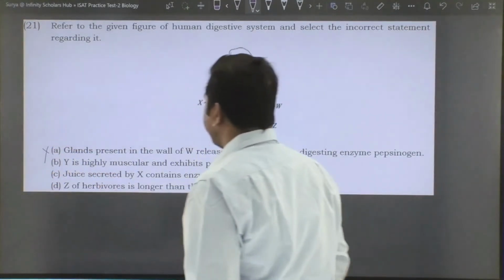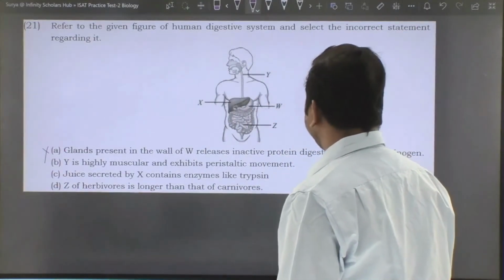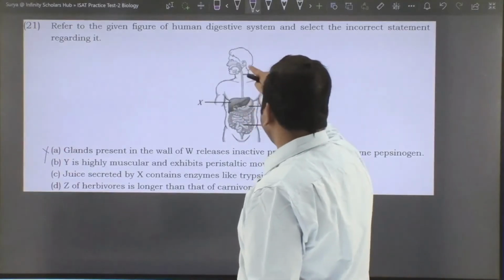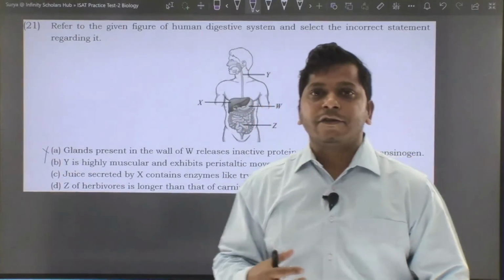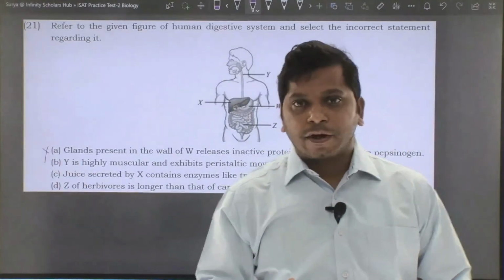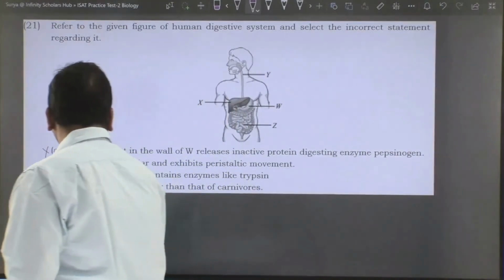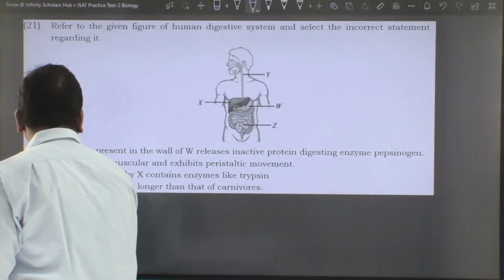Okay, Y is highly muscular and exhibits peristaltic movement. Yes, the food passes through the esophagus through peristaltic movement, because it contains smooth muscle cells, which are involuntary in action. So this is not the incorrect option for us.